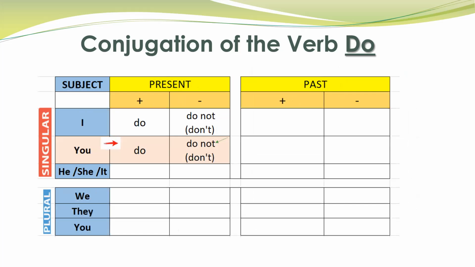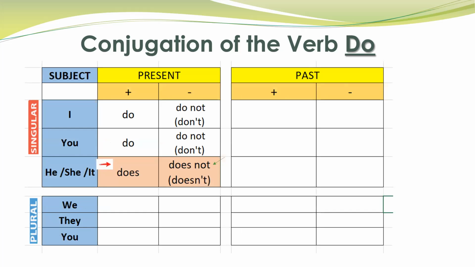Now we're moving to you. We're going to be using these red arrows to tell you where we are, okay? We're with you right now. The subject, you. In the present, do. In the present negative, do not. Again, it's the same as I, which is adding the not. Do not.